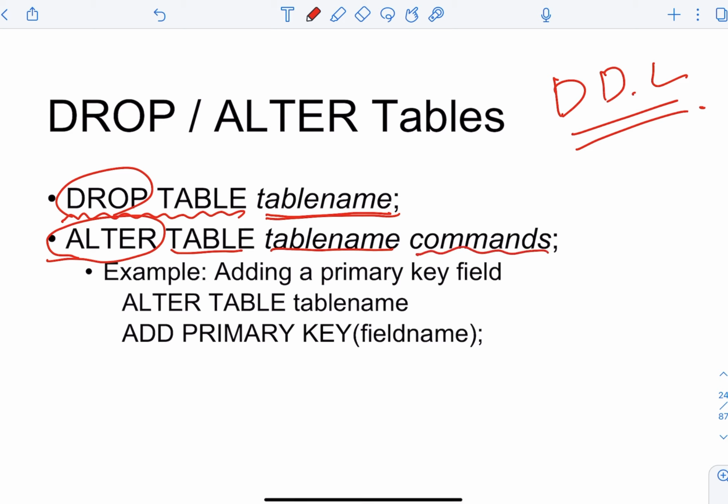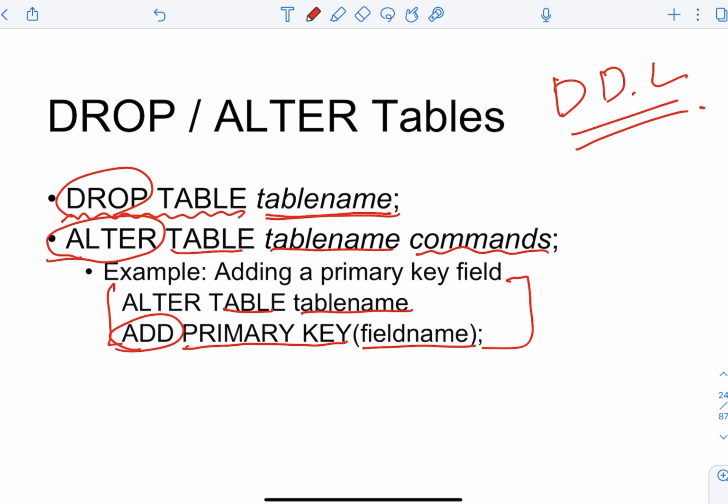So for example, let's say you forgot to add a primary key for one table. Then can you add it later? Yes. For example, alter table, table name, and you can just use an add statement, add primary key and the column name. Then you can add the primary key in the existing table. There are some more commands associated with these alter table statements. Okay, so that's all about DDL.